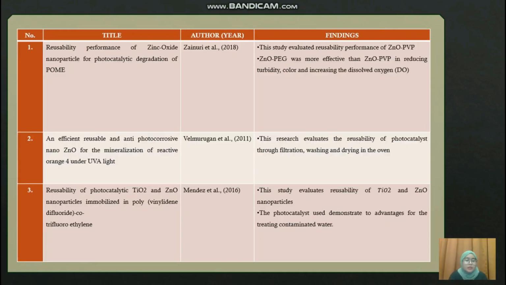The next table is about the reusability of photocatalyst. The article from Zainuri et al. and Vermeulen et al. used zinc oxide, while the article from Mendes et al. used zinc oxide and also titanium oxide. Based on these 3 articles, the oven drying method is the best reusability method for the photocatalyst.